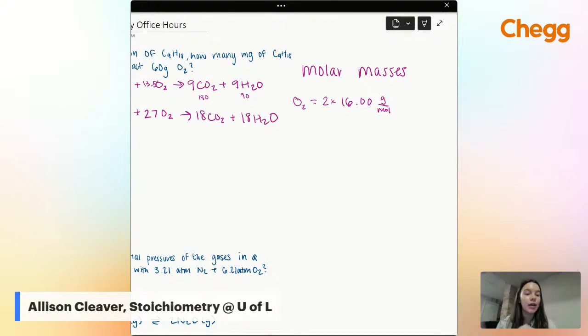And so if we multiply that across, we're going to get O2 has 32.00 or just 32 grams per mole. Now we are going to go to C9H18.